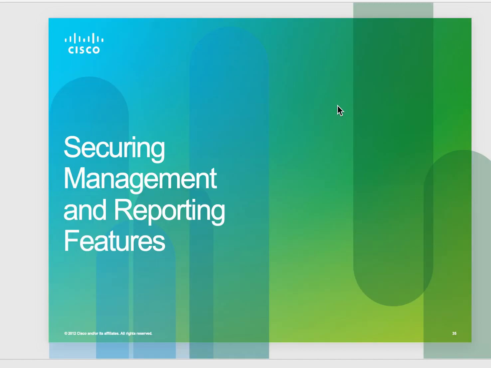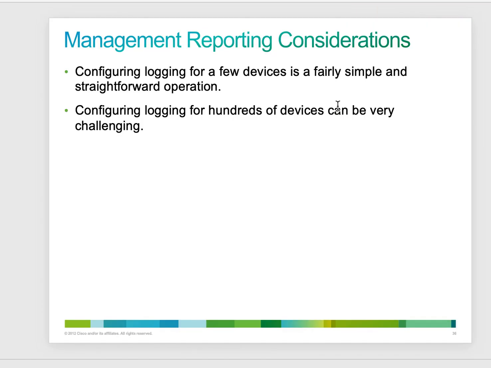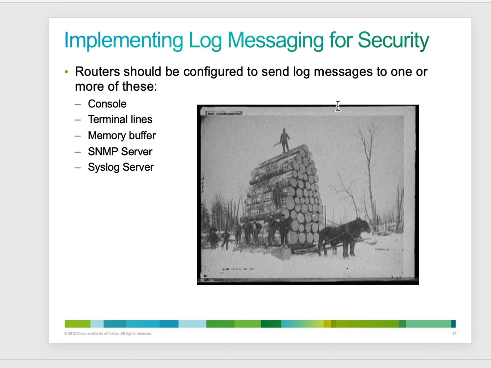Now let's continue with the security management and reporting features. How do we secure and report some suspicious features that we notice in the network? The first part is management reporting consideration. Configuring logging for a few devices is a very simple, straightforward operation, but the problem is to configure logging for hundreds of devices in a big network. That in itself will be quite challenging if the network is very big.